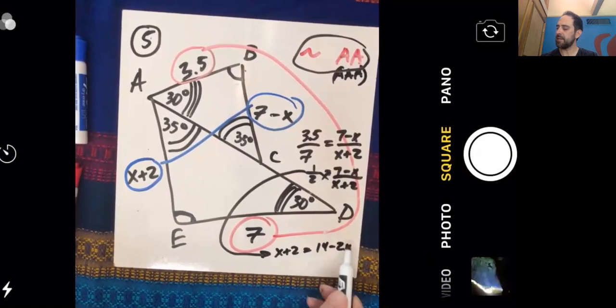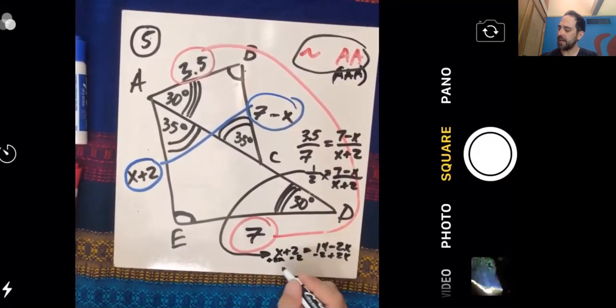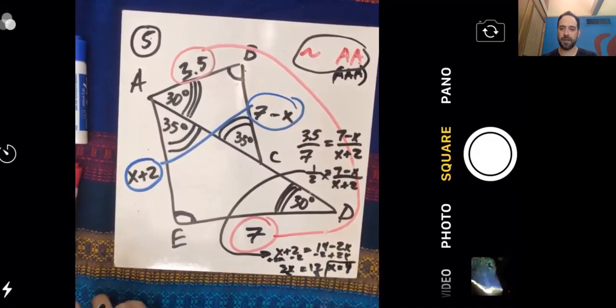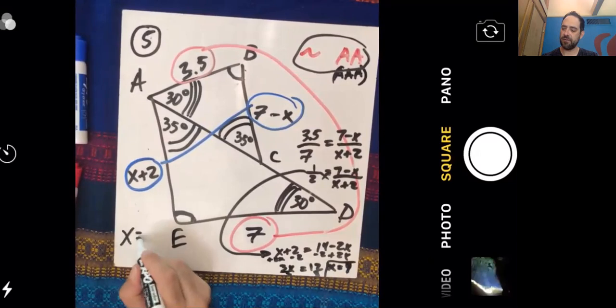Let's go ahead and add this 2x over here. Oh, it's gonna get close. Let's see if I can do it. Let's minus the 2 over to the other side. When you add 2x to x, you get 3x is equal to, if you minus 2 from 14, you get 12. Divide by 3, divide by 3. X equals 4. Wow, just had enough room. So x equals 4.